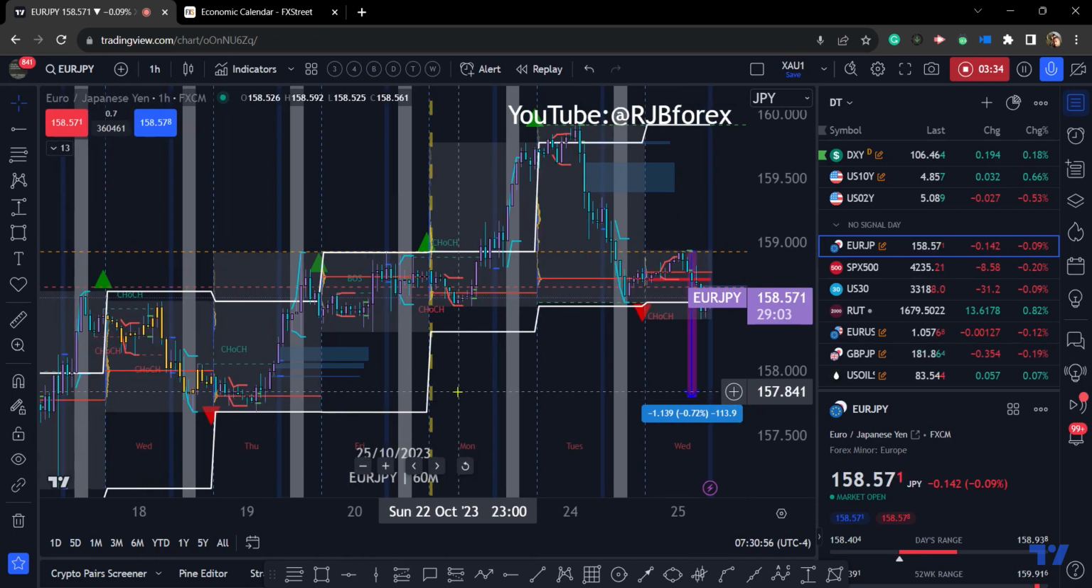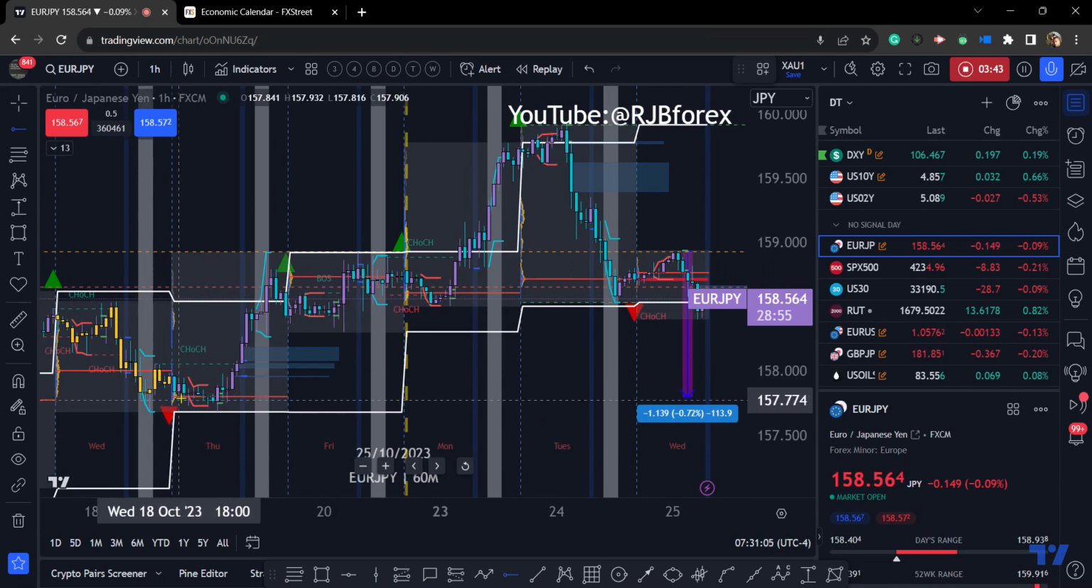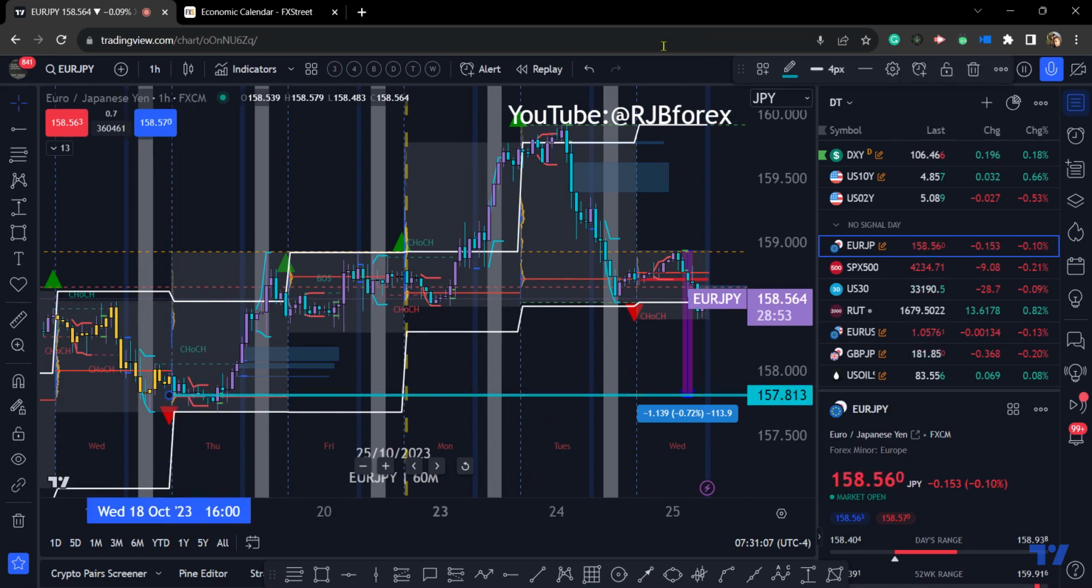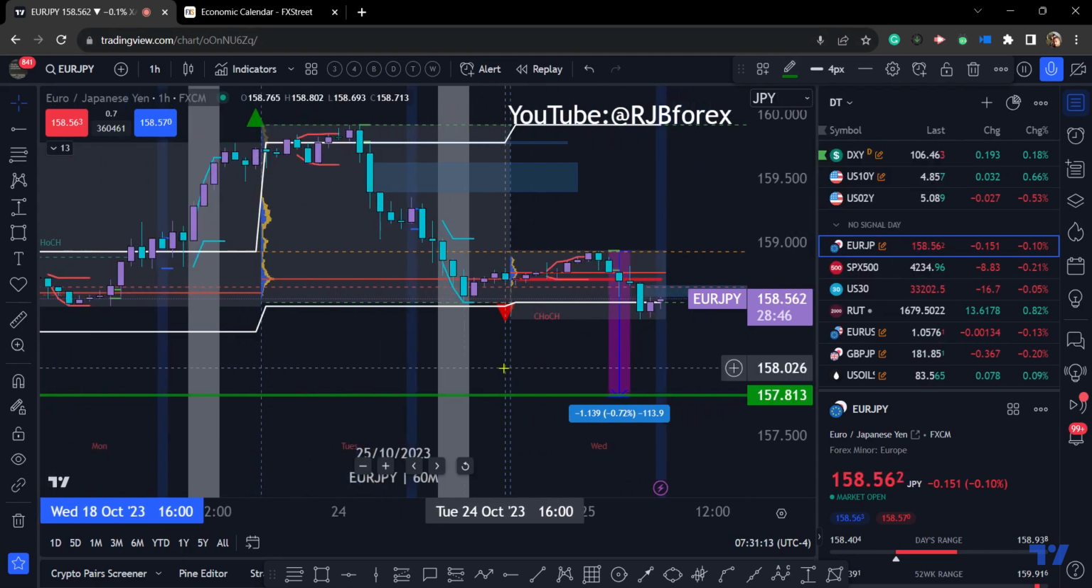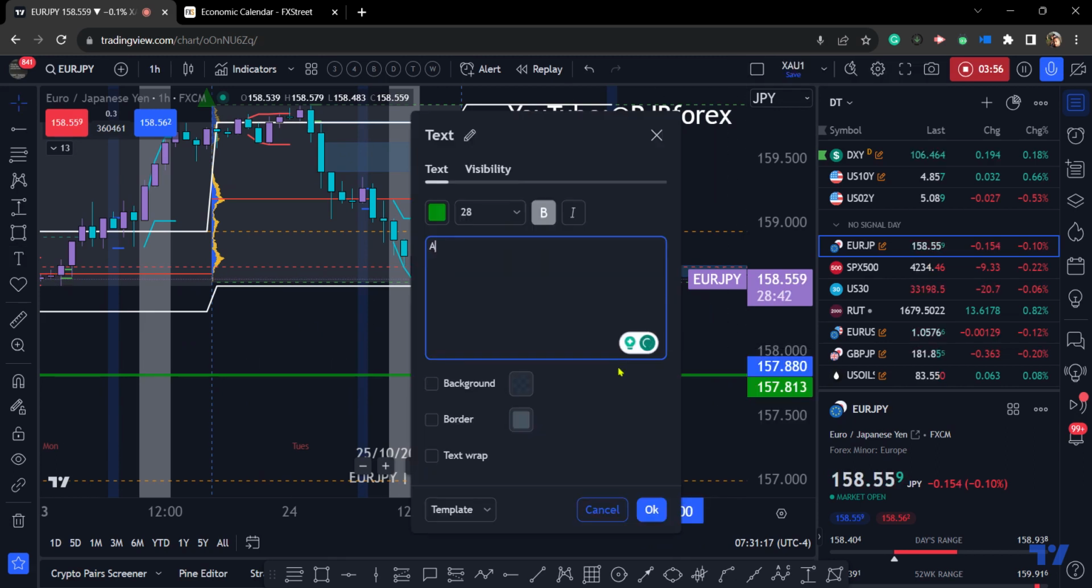Yes, it does. It lines up with last Wednesday's closing price. So that is our target for the day. Down here somewhere. Okay, so that is our target for the day. Mark that green and label it ATR target. ATR target. Okay.